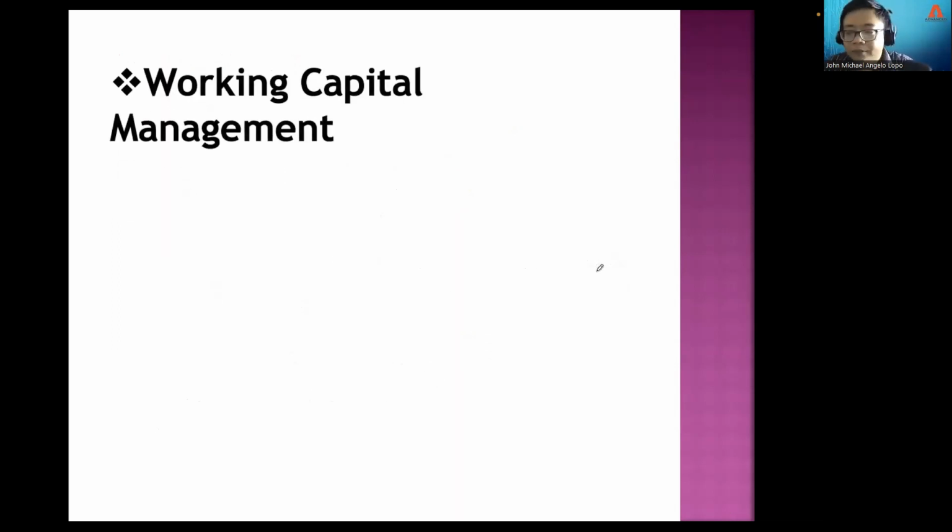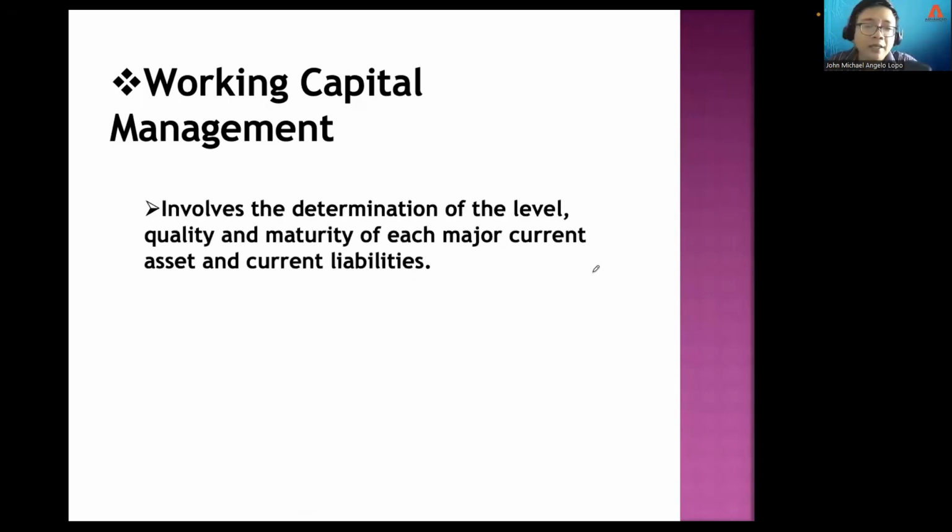Alright. So, as far as working capital, there's also what you call working capital management. Sabi ko kanina, you should have least cost of your cash management, of your AR management, of your inventory management, and your marketable securities management. Okay, so meaning class, pag sinabi natin working capital management, it involves the determination of the level, quality, and maturity of each major current assets and your current liabilities. Again, no? Ulit-ulit lang tayo. When you say about working capital, it is your current assets and your current liabilities.